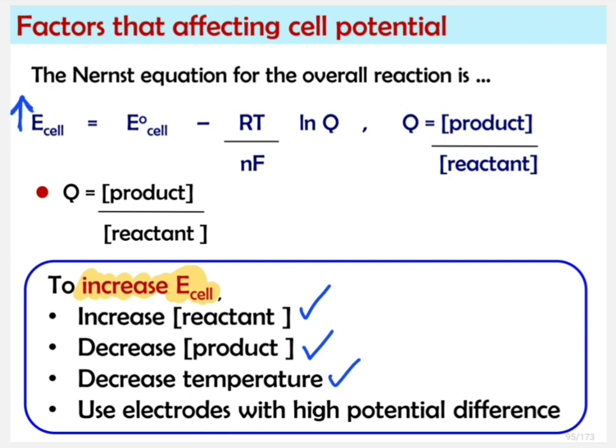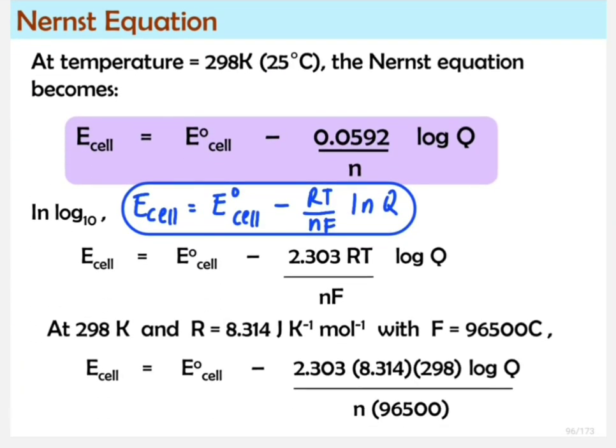Decrease temperature. And okay, ini yang kita dah tengok tadi. Dan yang terakhir kita juga boleh guna a pair of electrodes with high potential difference. Maksudnya perbezaan potensial yang tinggi antara anode dengan cathode. Jadi yang ini akan menyebabkan apa? Menyebabkan E naught cell akan meningkat. Okay, and then E cell also increase. Okay, so that's the factor that affect value of E cell. Alright. Jadi kita tengok yang seterusnya.